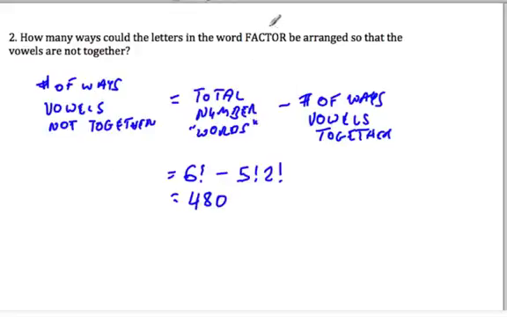So we can arrange 480 words using the letters in the word factor, and the 480 ways will not have the A and the O together.